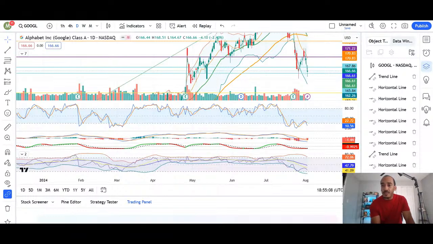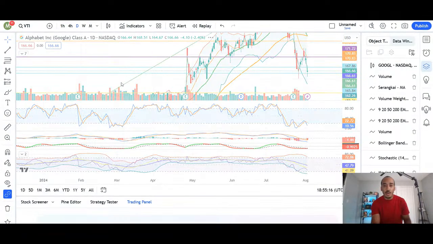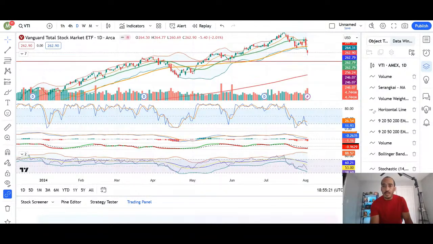I got another play for this week. Let's look at the overall market. So we're gonna go to VTI and let's see what the total stock market index is doing. All right, make sure y'all can see this. When you're looking at this chart right here, if you look at this top red line up here and this bottom green line right here, that is the Bollinger Band.